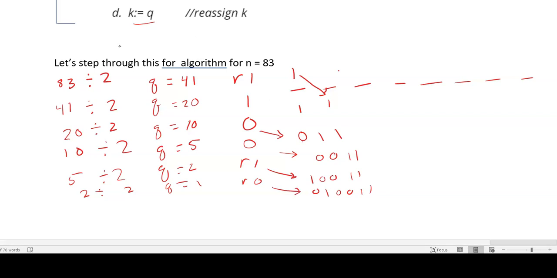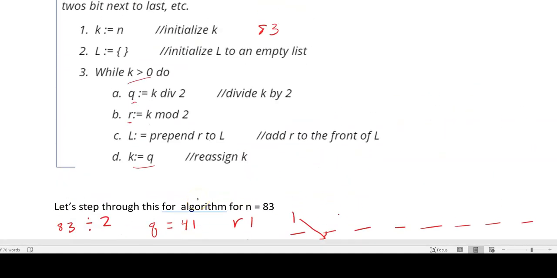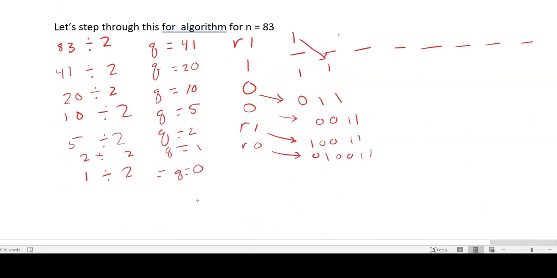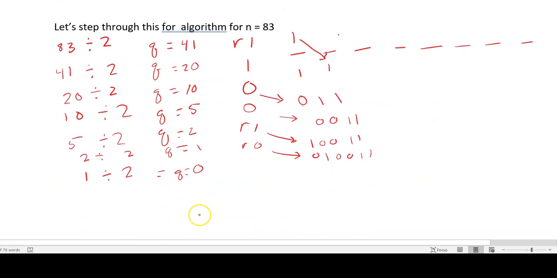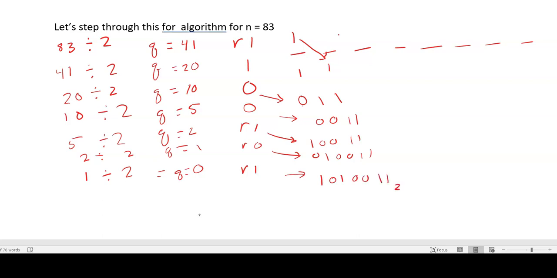That one goes there. And then when I take the quotient of 1 and I divide by 2, I get a 0. So now my K is not greater than 0 here. Note, when we go back to the code, it was not greater than or equal to 0. It was while K is greater than 0. So when I reassign in this last step, when I make K equal to 0, that's going to tell my loop to stop. So I get no sets of 2 can come out of 1, and I get a remainder of 1. That 1 again goes in the front. So I have 1, 0, 1, 0, 0, 1, 1. That is my base 2 equivalent for 83.